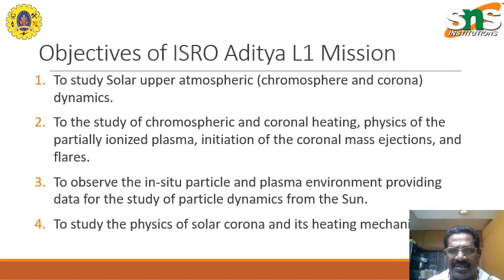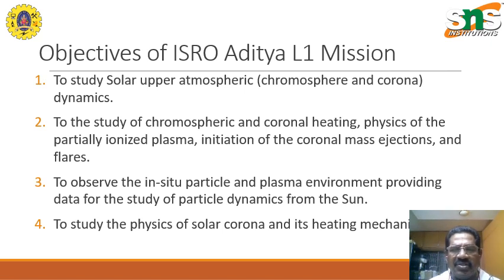The objective of this L1 mission is to study the upper atmospheric dynamics. It includes the chromosphere and the corona. To study the chromospheric and the coronal heating, physics of the partially ionized plasma, initiation of the coronal mass ejections, and the flares of the sun. It was also done to observe the in situ particle and the plasma environment, providing data for the study of particle dynamics for the sun.